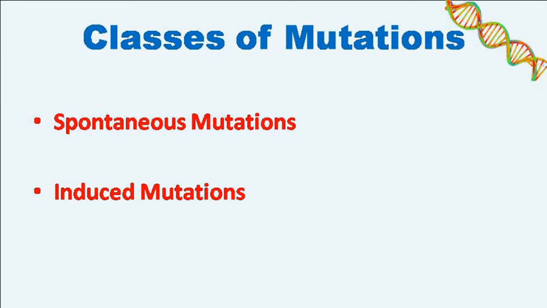There are two classes of mutation: spontaneous mutations and induced mutations. Some mutations seem to happen spontaneously without any environmental influence. Those are called spontaneous mutations. These occur when mistakes are made during DNA replication or transcription, while other mutations are caused by environmental factors. Those are called induced mutations.